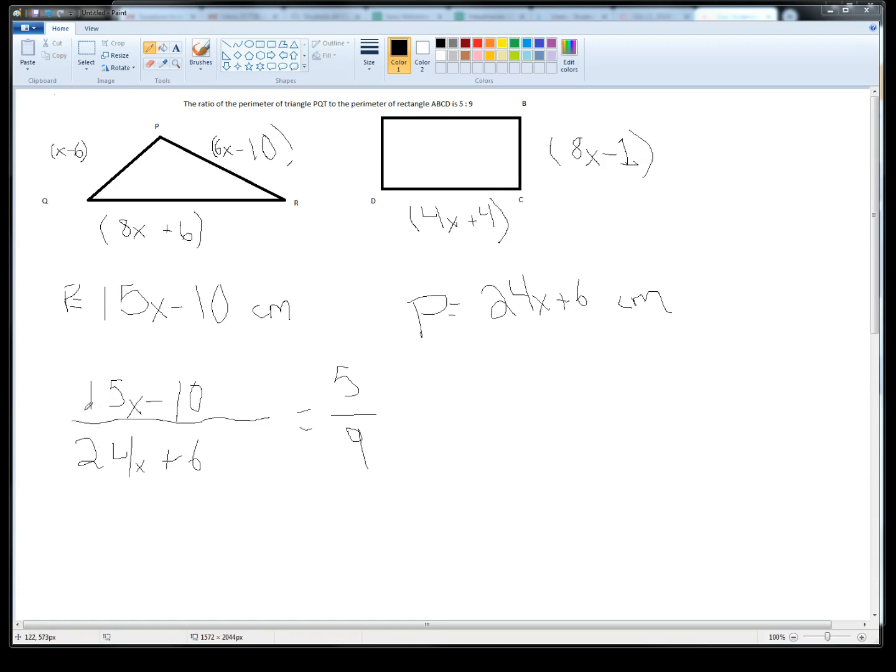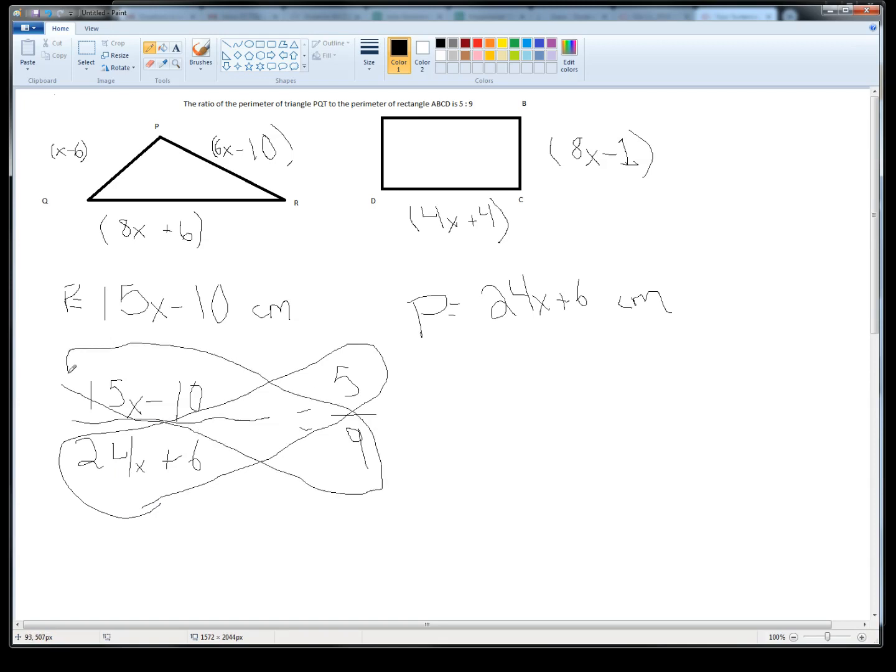So I set these equal like this. 15x minus 10 is the triangle, and that's why it's in the numerator position, just like in the ratio. And then 24x plus 6 is the perimeter of the rectangle, which is why it's in the denominator, just like the 9. So whenever you have a ratio like this, I suggest students solve it by cross multiplying. I like to do this loop to indicate which numbers I'm going to multiply together in cross multiplication.